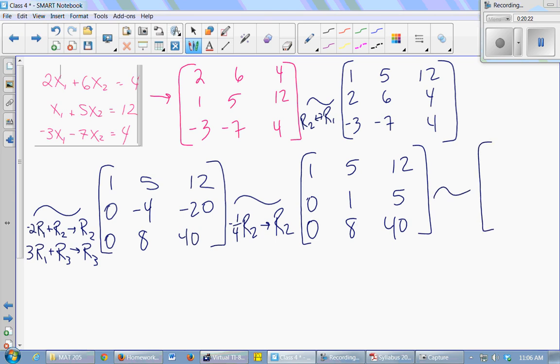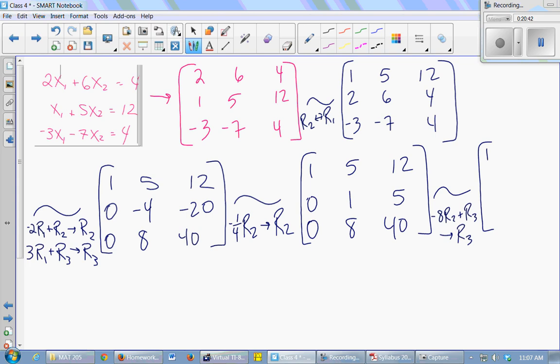Okay, so now I want to knock out the 8. I want to get rid of that 8. I want to make it a 0. So what do I do? Yeah. Negative 8 times row 2 plus row 3 will give me a new row 3. Negative 8, row 2 plus row 3, new row 3.